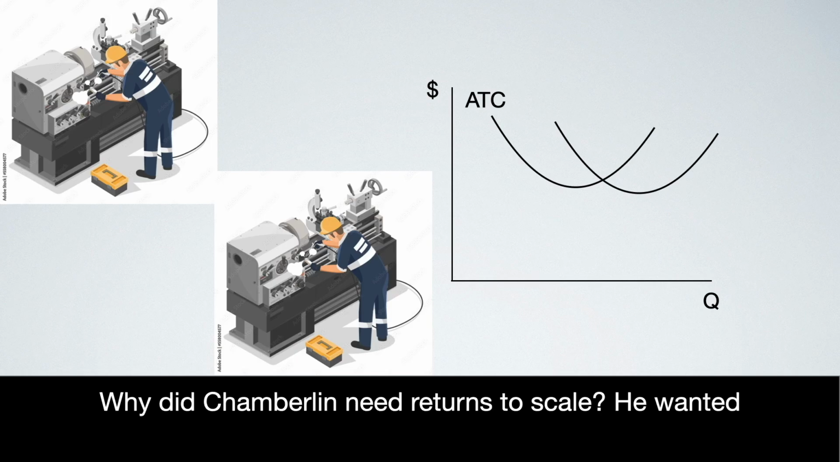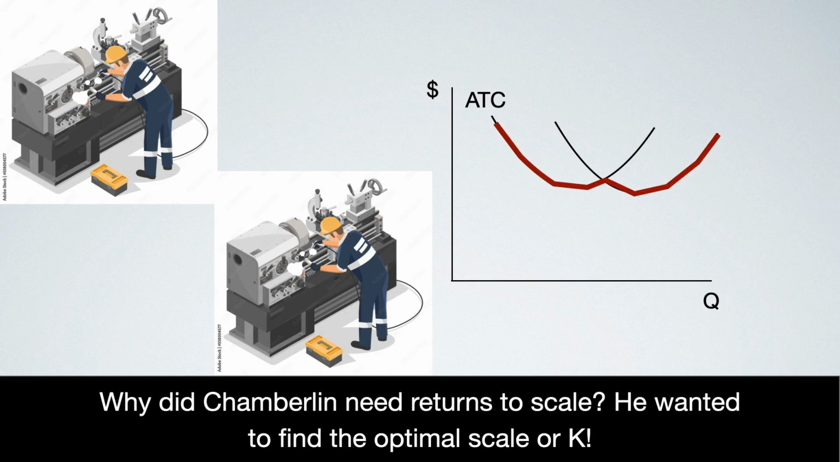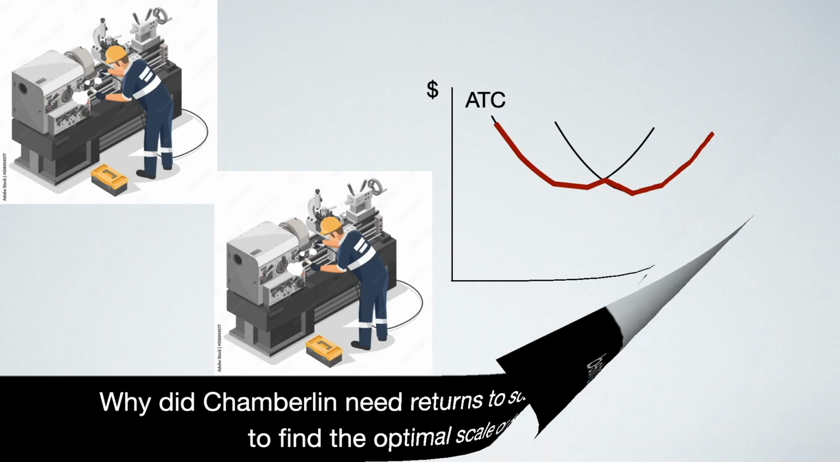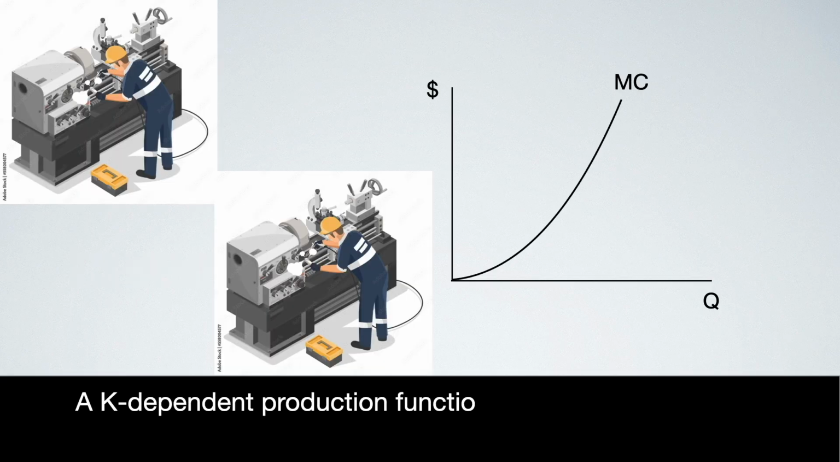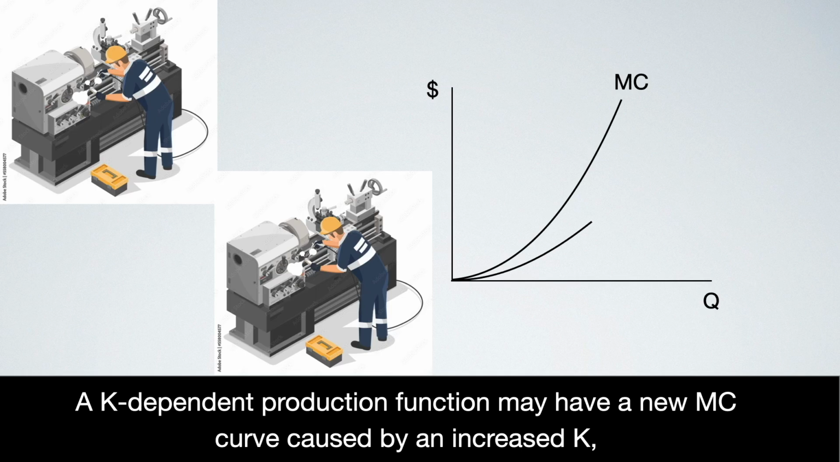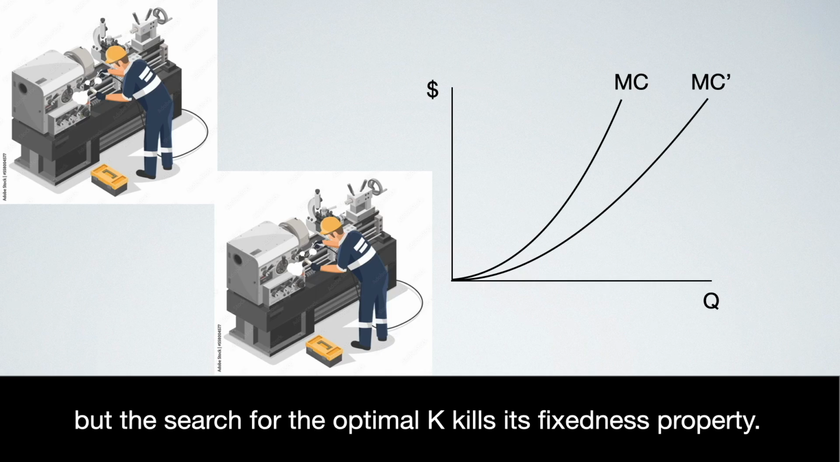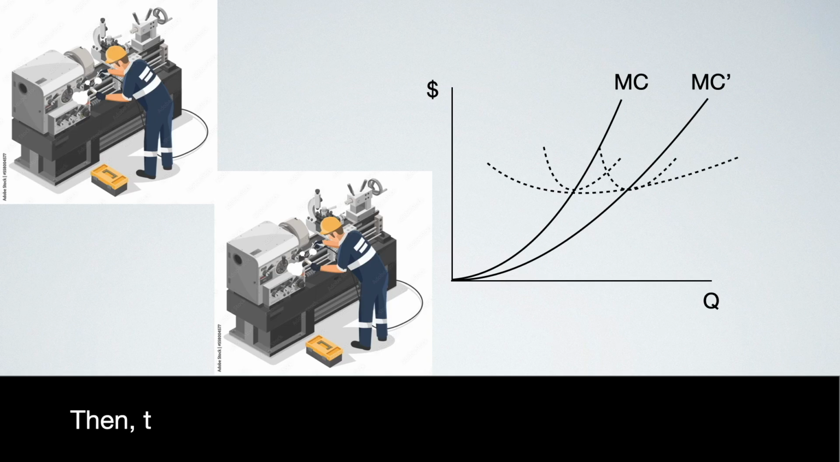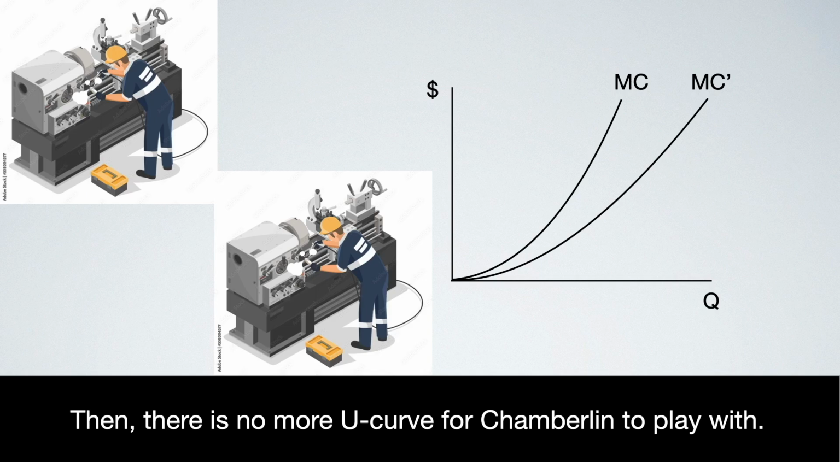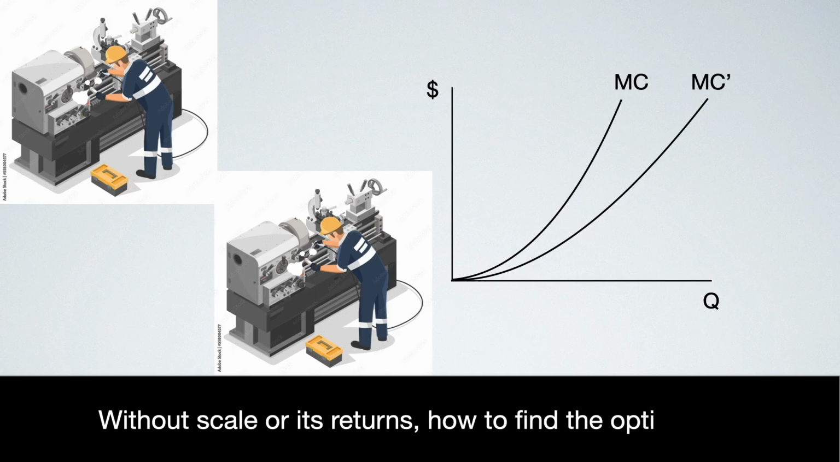Why did Chamberlin need returns to scale? He wanted to find the optimal scale or K. New MC for Chamberlin. A K-dependent production function may have a new MC curve caused by an increased K. But the search for the optimal K kills its fixedness property. Then, there is no more U-curve for Chamberlin to play with. Without scale or its returns, how to find the optimal K? Eradicating Chamberlin's U-curve.